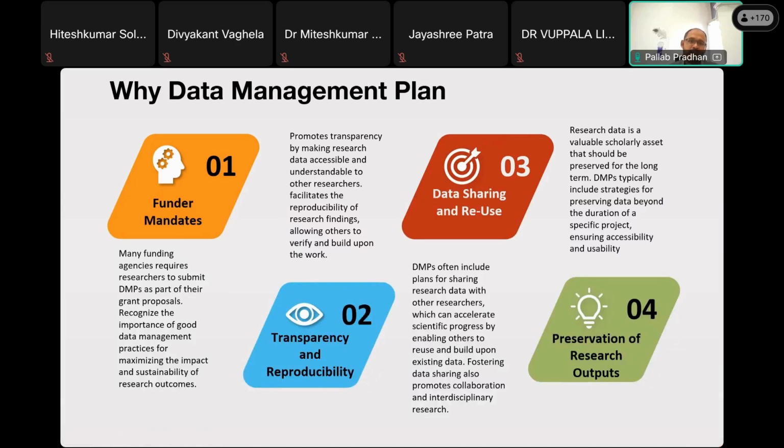So why a data management plan? Because many times we have blueprints or many other things, but again new things are coming up, so why do we need a data management plan? The basic requirements are these: fundamental mandates, transparency and reproducibility, data sharing and reuse, and preservation of research output. So to start with, the first is the fundamental mandates.